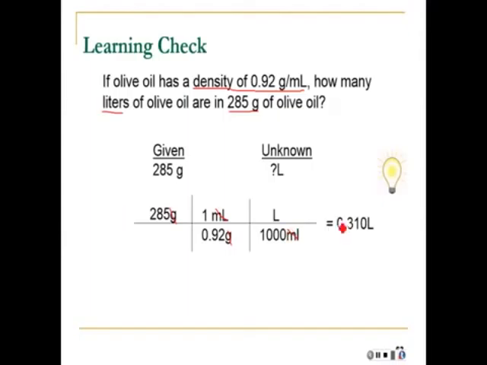Why the 0? Because 3 significant figures go along with the 3 significant figures in the given. The 0.92, we didn't measure that in the problem. That would have been a definition, that density. That's why we're not considering that for rounding. And that's the end of the show.